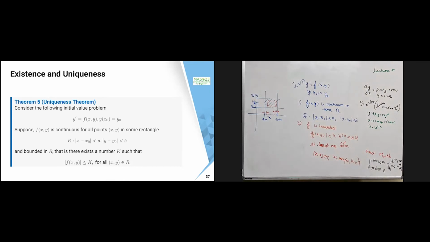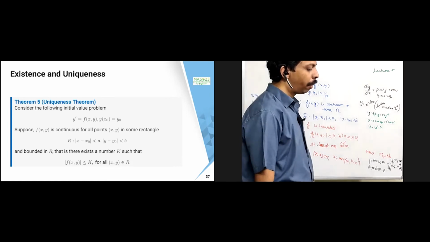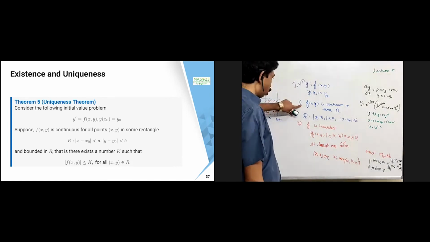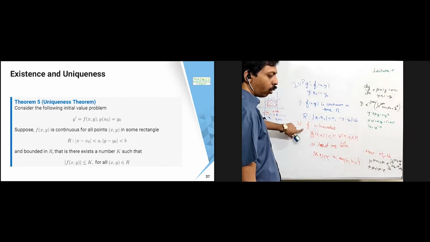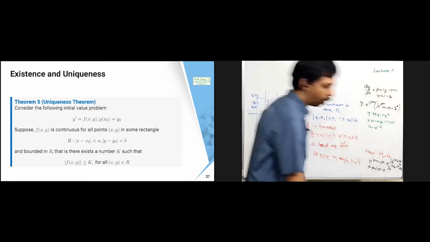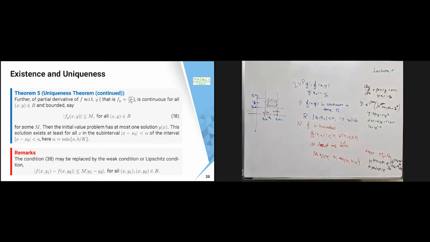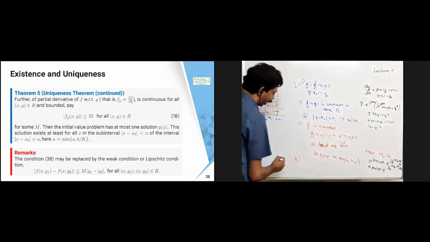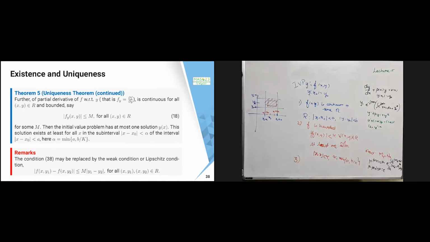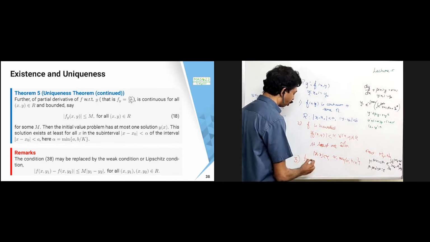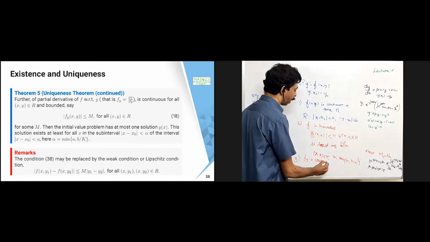Now, for uniqueness, we need one more condition. For the uniqueness theorem, f of x should be continuous, and f is bounded. For existence, we have this one. For uniqueness, actually two more conditions are required. Condition number 3 is that f_y, the partial derivative with respect to y, should also be continuous.